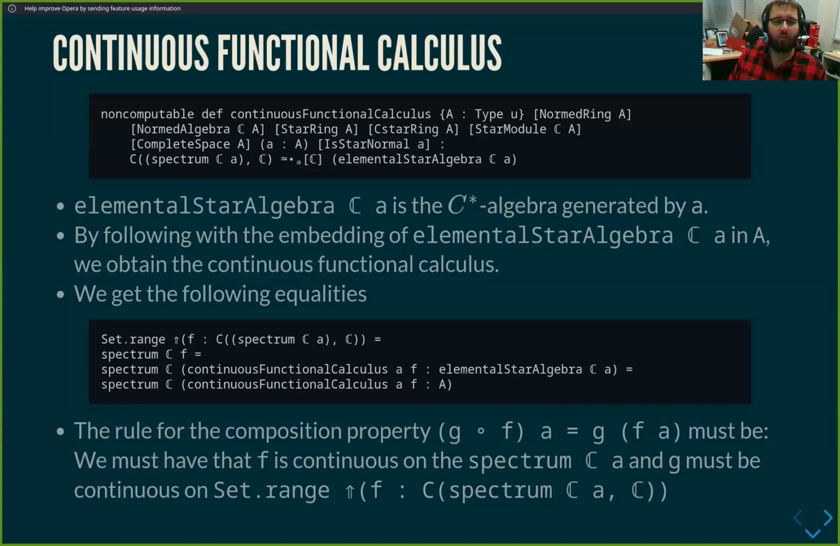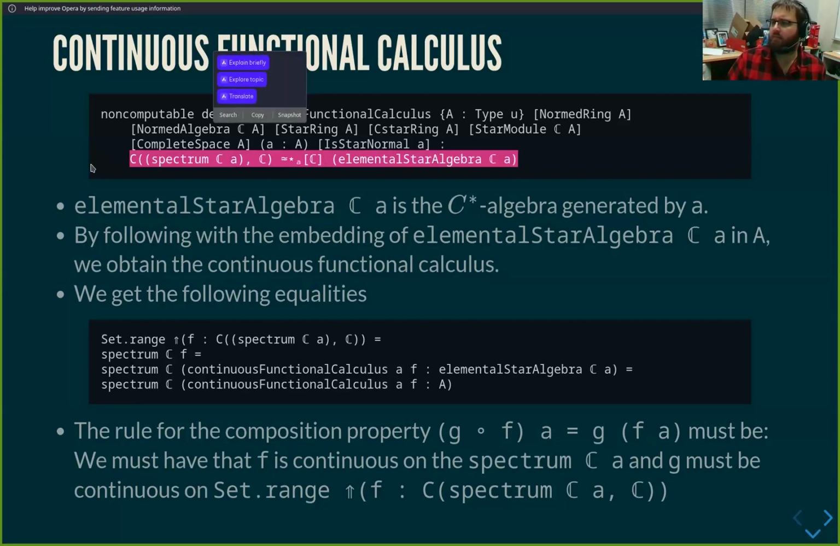Okay, so what is this continuous functional calculus? We actually have a version of the continuous functional calculus in Mathlib already, and it is exactly this star algebra isomorphism that I said before, right? The continuous functions on the spectrum of A with values in the complex numbers are isomorphic as a star algebra to this elemental star algebra. This is just the C-star subalgebra generated by A.